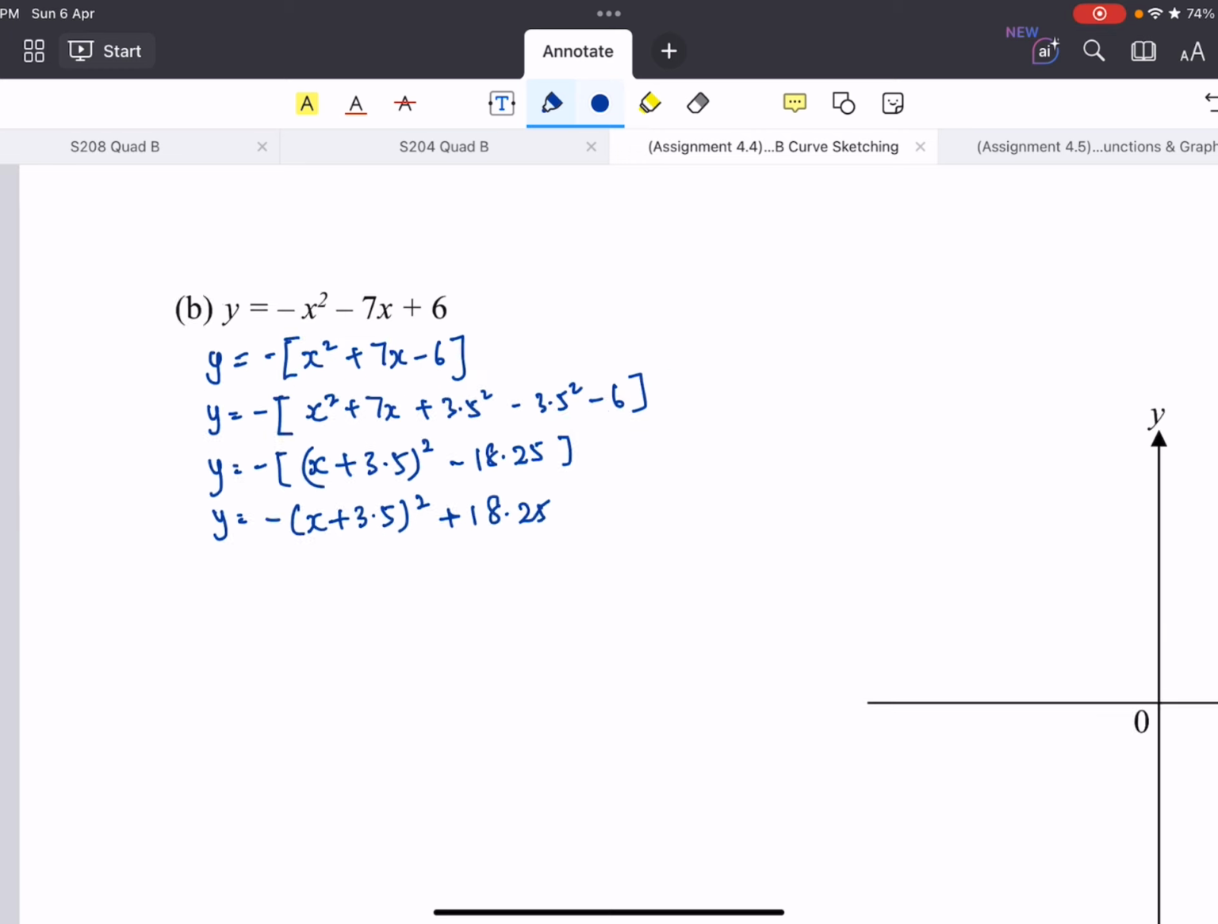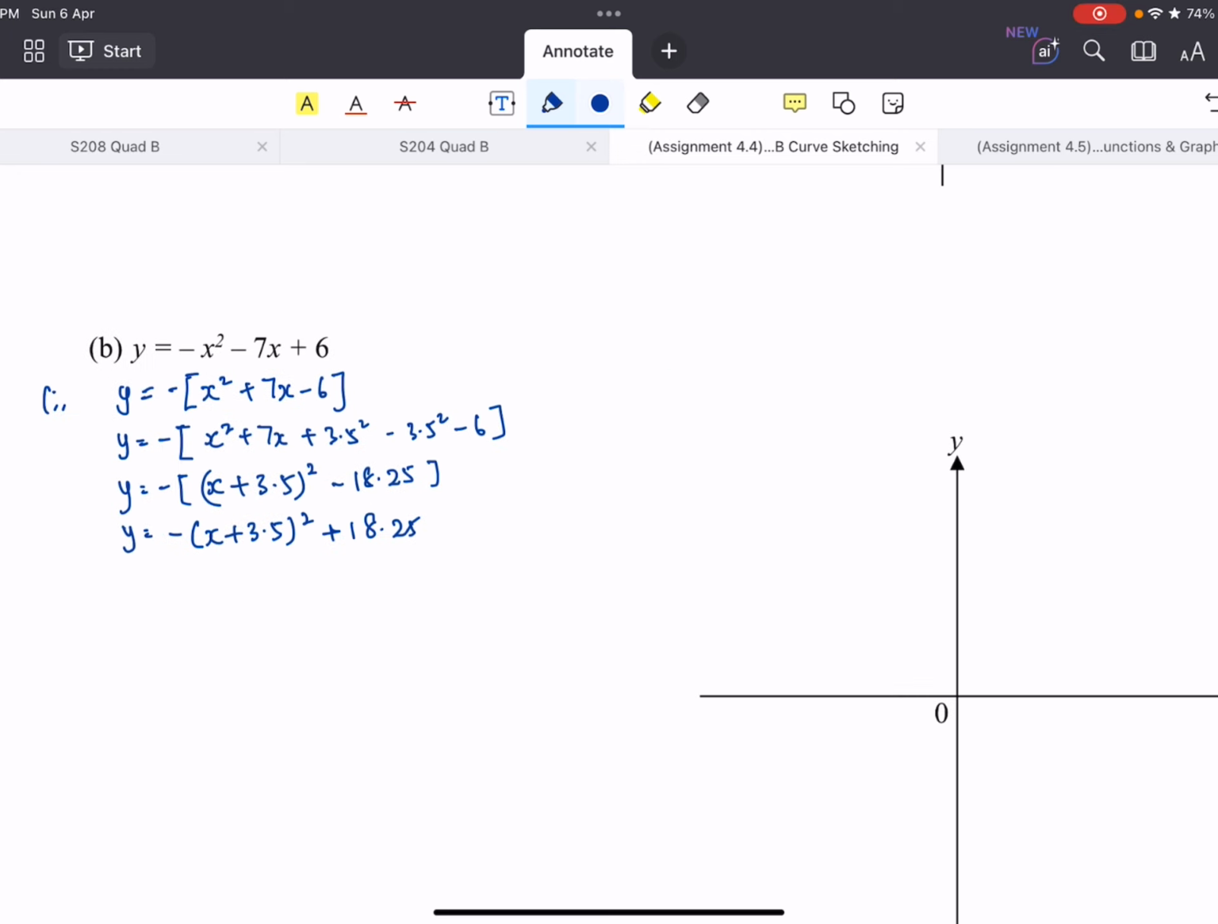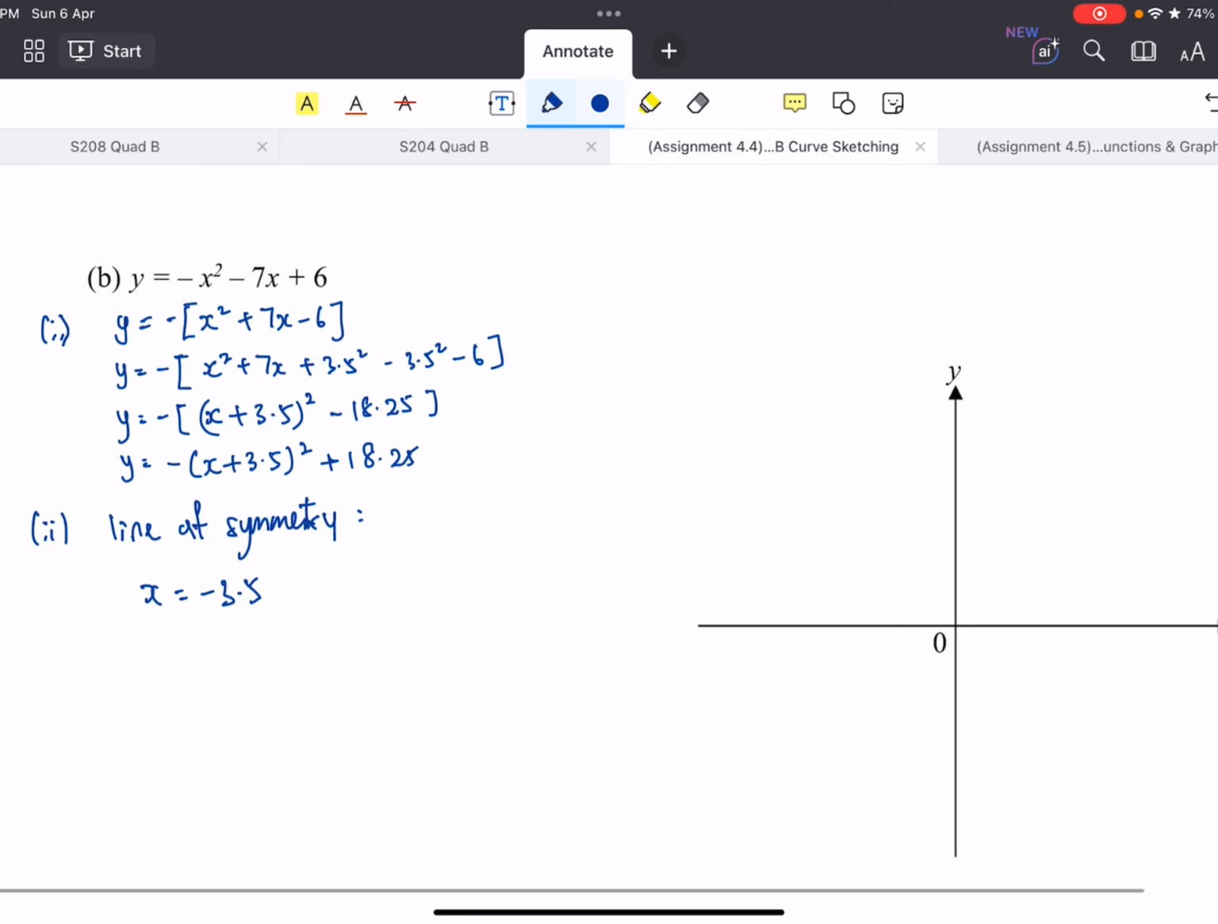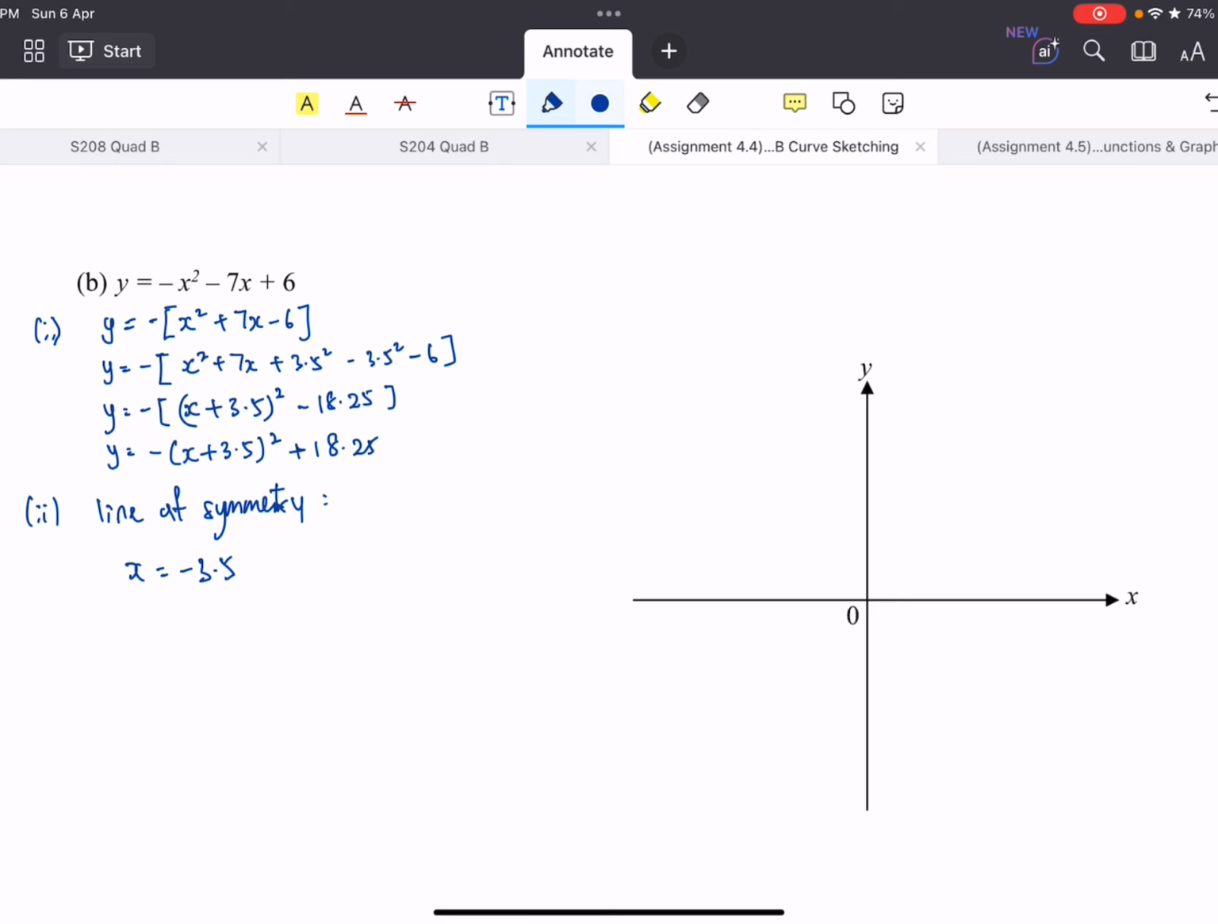Right? So this is part 1. Part 2. Therefore, the line of symmetry is going to be x equals negative 3.5. Okay. So x equals negative 3.5 is over here. Then it's an N-shaped curve, so it will look something like this.